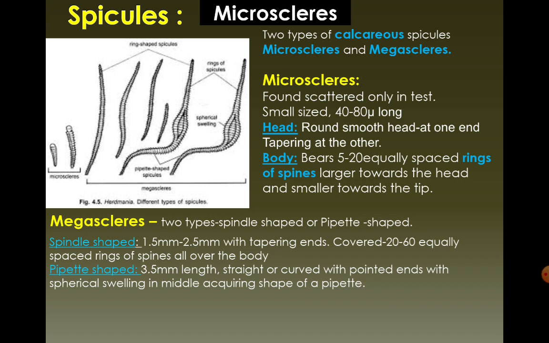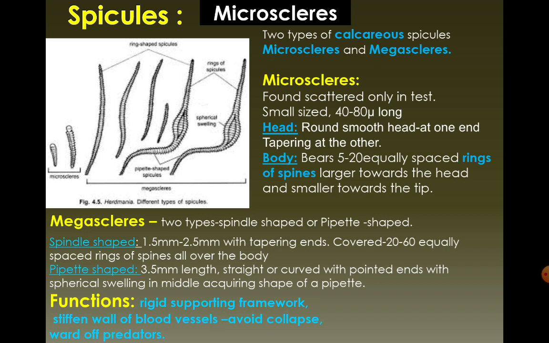Now when these spicules are present in the test, what could be their function? The main function of these spicules is that they provide a rigid supporting framework to the body of Herdmania. They stiffen the wall of the blood vessel so that it will not collapse, and they ward off predators. Because of the presence of spicules in the body wall, no predator would like to eat this Herdmania. They are calcareous structures and may hurt the predators, and this helps in protection of Herdmania pallida.